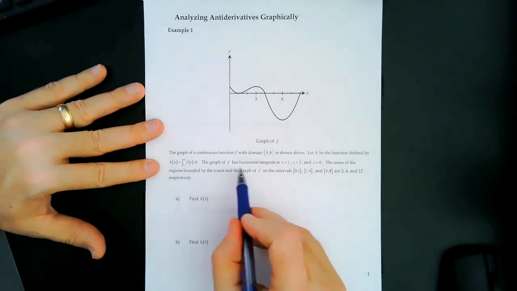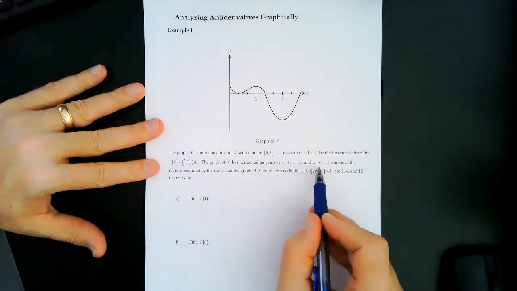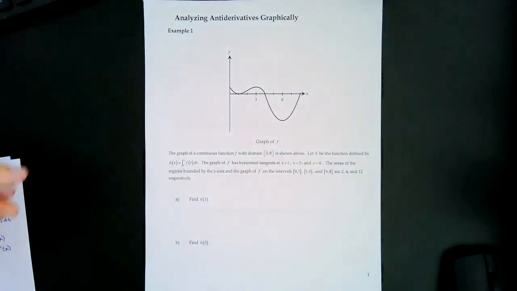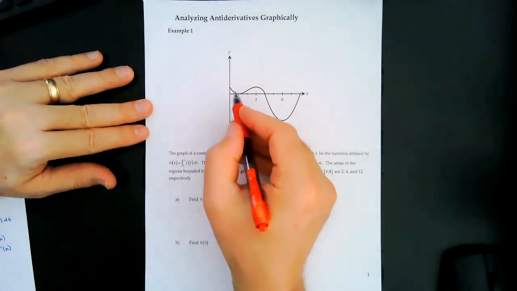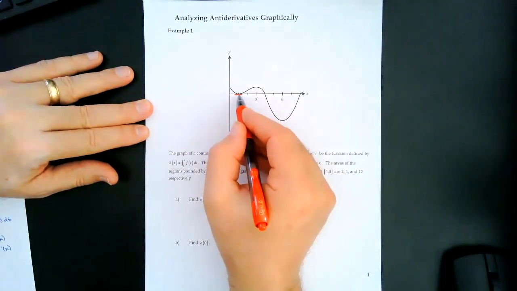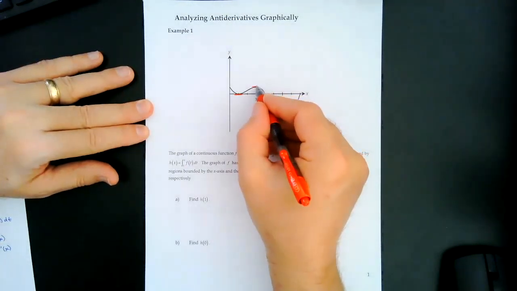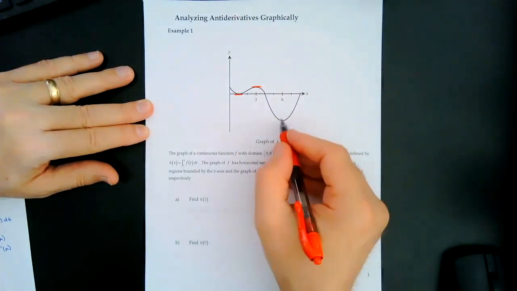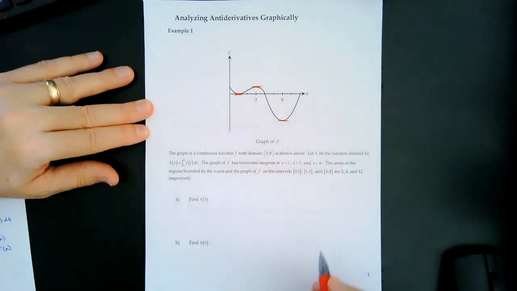The graph of f has horizontal tangents at x equals 1, x equals 3, and x equals 6. So what we're going to do is draw horizontal tangents, all right? Right here at x equals 1, we have a horizontal tangent. So I know the tangent line is 0, right? The derivative is 0 right there. Also at x equals 3, right here, we have a horizontal tangent line. And then at x equals 6, right here at 6, we have a horizontal tangent, okay?